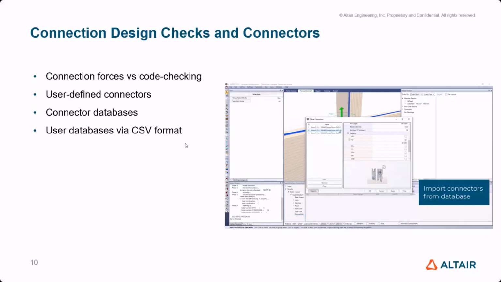So if you know that you have 100 kilonewtons of extraction force at your connector, or in your connection rather, that connector might have a capacity of 110 kilonewtons. So that would mean that you're just under the capacity of that connection, and that can be used for code checking.